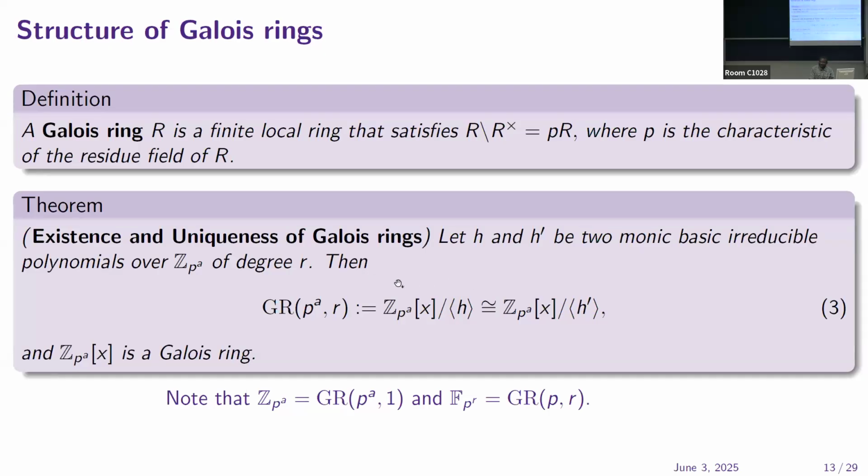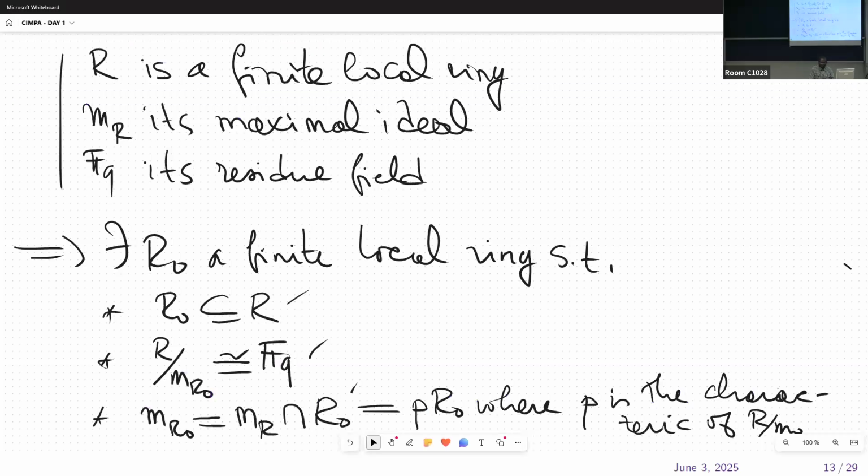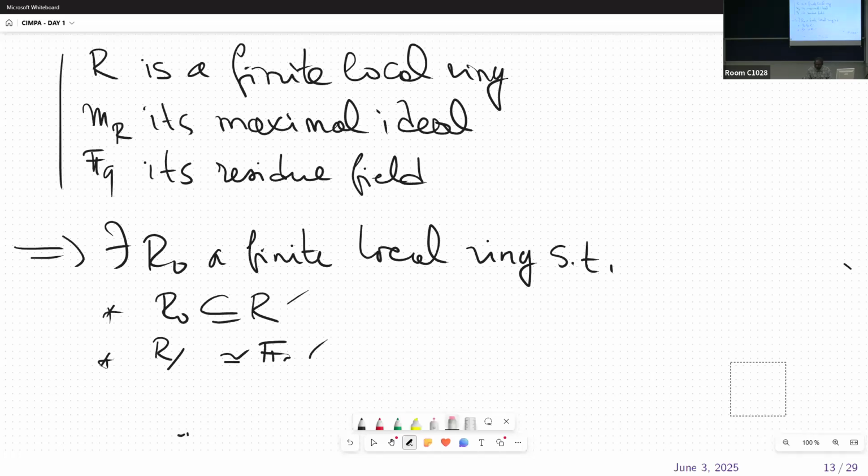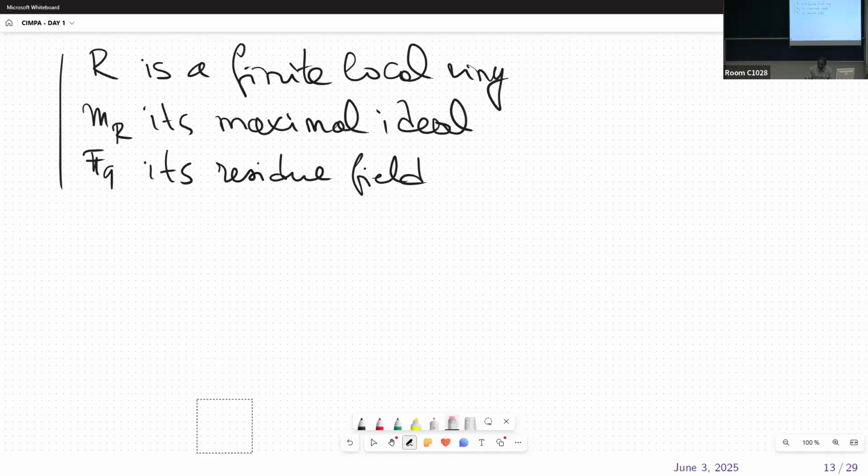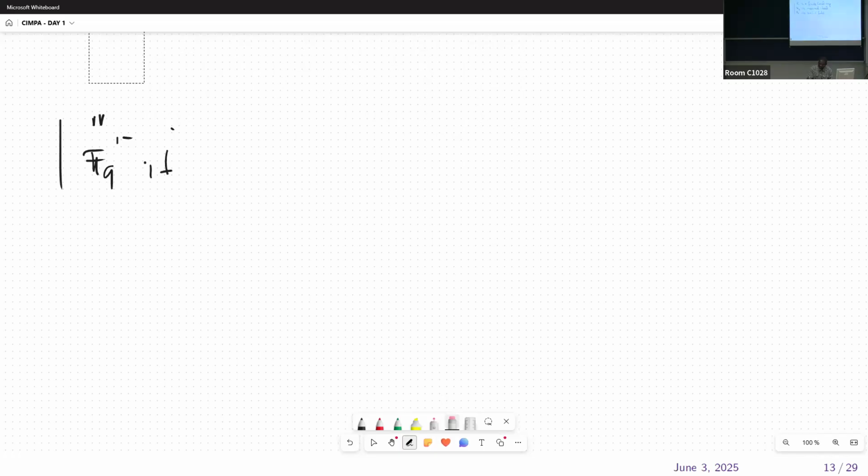To construct the Galois ring, we need a basic irreducible polynomial and we need the ring of integers modulo p^a. We explain that. Galois ring exists, and uniquely. Galois ring is unique.